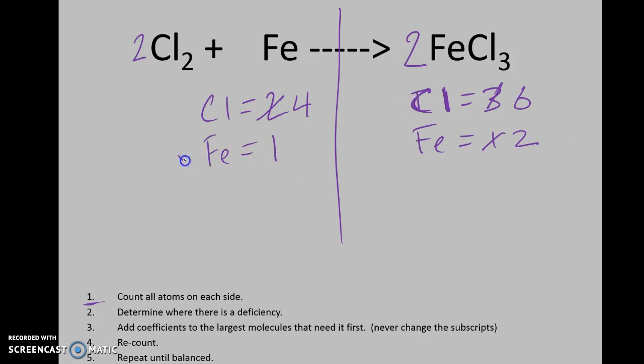So now we're missing an iron over here and a chlorine over here as well. So definitely on the left side at this point. So I am definitely going to add more coefficients. I have to add more of the iron, but I want to add to the largest ones first. So I'm going to go ahead and make this chlorine a 3 instead of a 2. And then I'm going to do that recount like it says, step 4, and that's going to give me 6 chlorines.